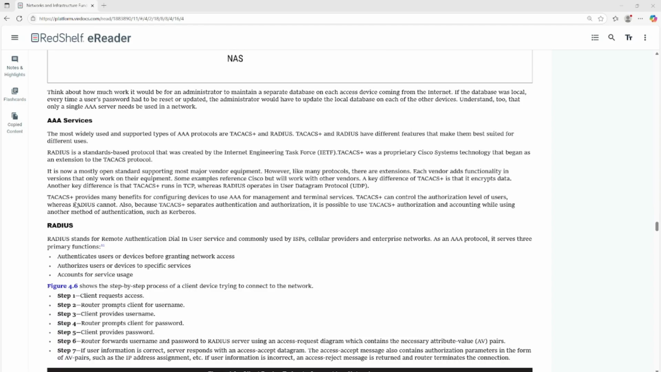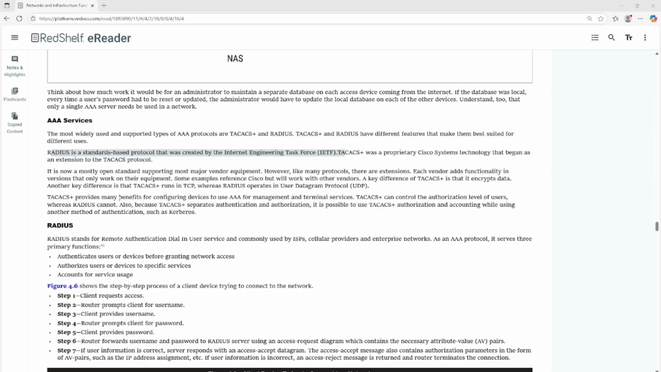When it comes to authentication, RADIUS and TACACS Plus are the two main protocols involved. RADIUS is a standards-based protocol that was created by the Internet Engineering Task Force. It was proprietary to Cisco Systems technology. However, today it's mostly an open standard, supporting most major vendor equipment.